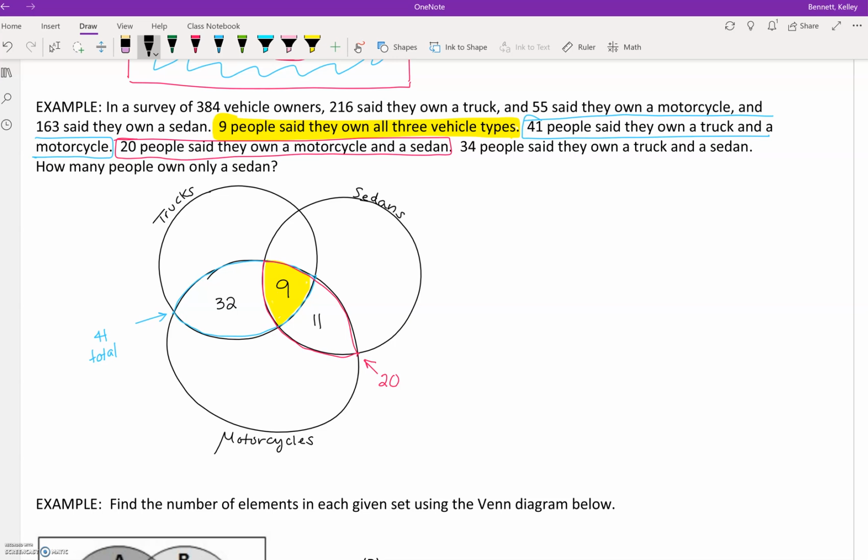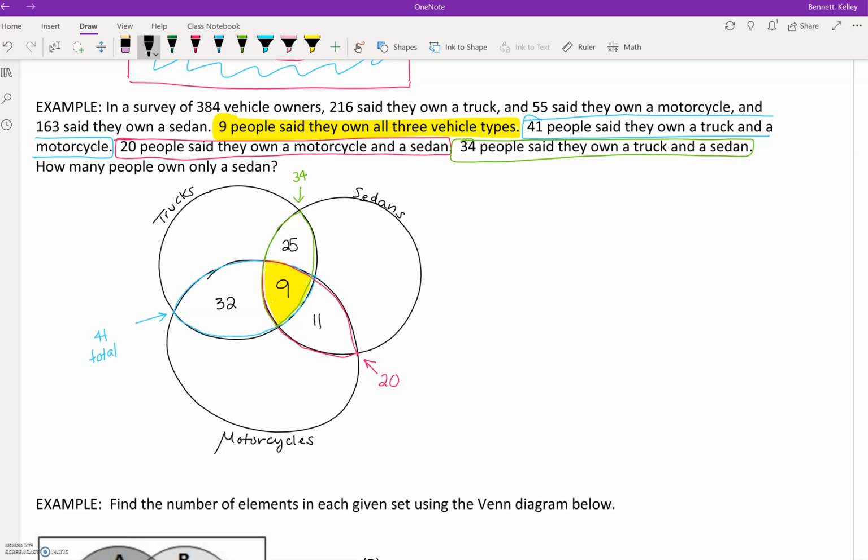And then lastly, we have another section here. 34 people said they own a truck and a sedan. So that's this other I-shaped piece here, and we're going to do the same song and dance. We know that this is 34, so therefore this has to be 25. So now we're building, and now we can actually go back to the truck, sedan, and motorcycles.